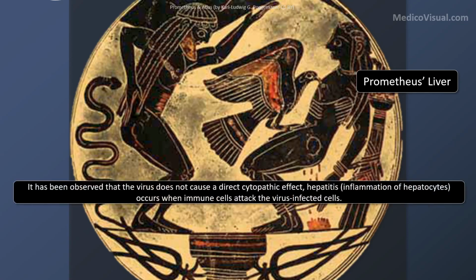It has been observed that virus does not cause a significant direct cytopathic effect. Hepatitis, or inflammation of hepatocyte, is caused when immune cells attack the virus infected cell, right? So my question is, why don't we just give immunosuppressive drugs to tackle this problem? Yeah, so in that case, virus will keep on multiplying.